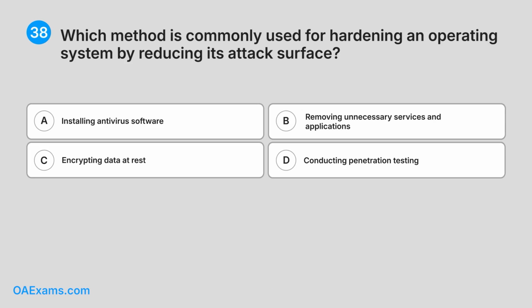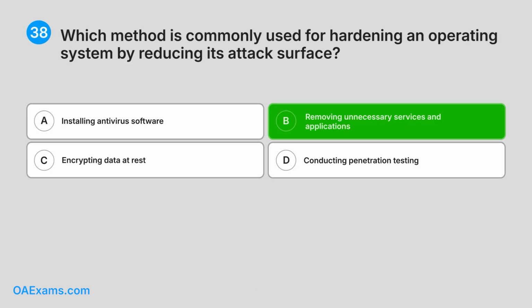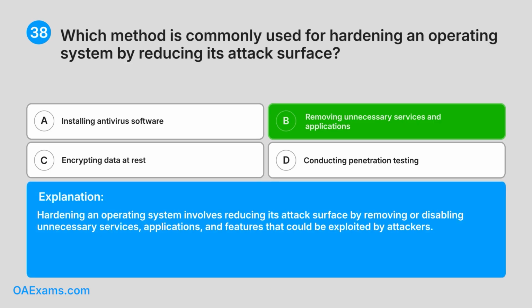Correct answer. B. Removing unnecessary services and applications. Explanation. Hardening an operating system involves reducing its attack surface by removing or disabling unnecessary services, applications, and features that could be exploited by attackers.